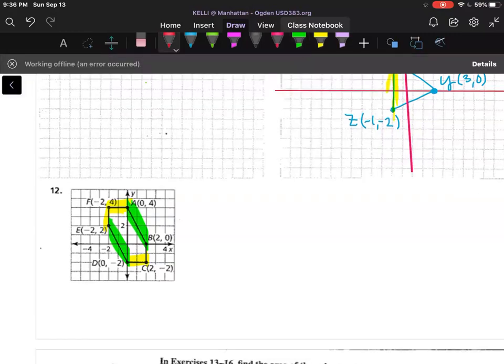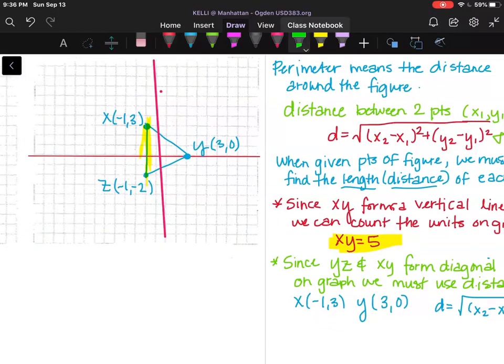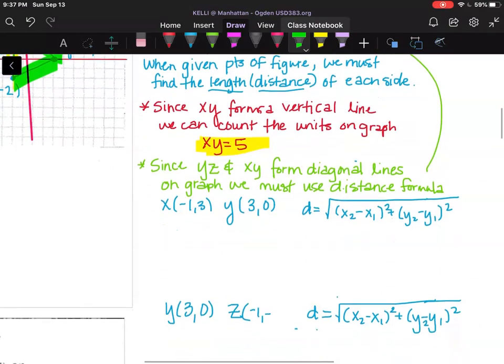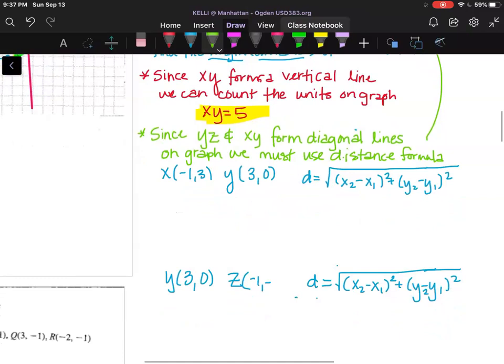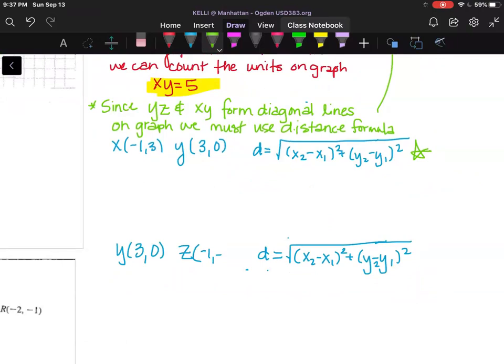So I'm going to work through a couple distance formula problems because we can't just count from x to y, and we can't count from y to z either because they form a diagonal line. So let's do that. Since y and z form a diagonal line on the graph, we must use the distance formula. Again, that distance formula came from 1.3. And I'm just going to do a refresher for you guys with this.